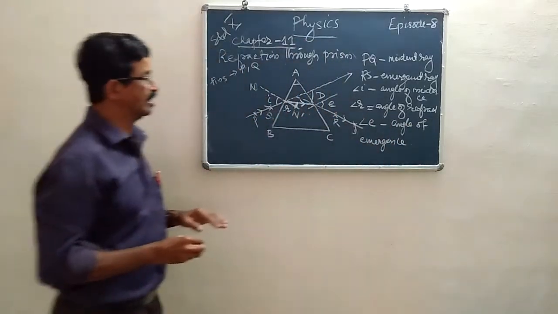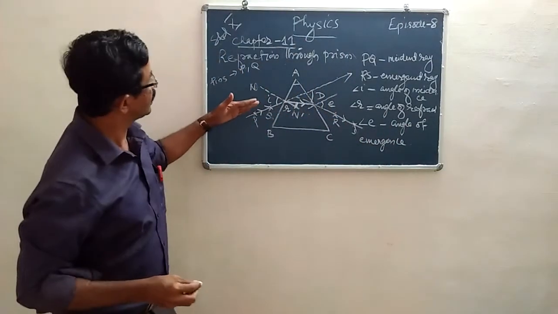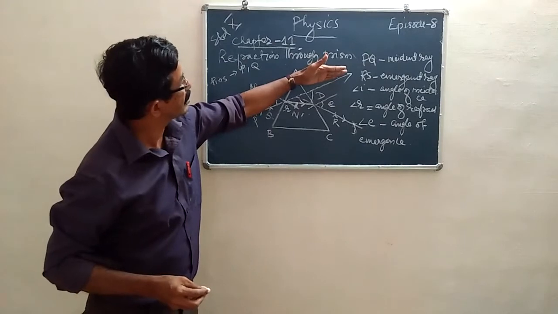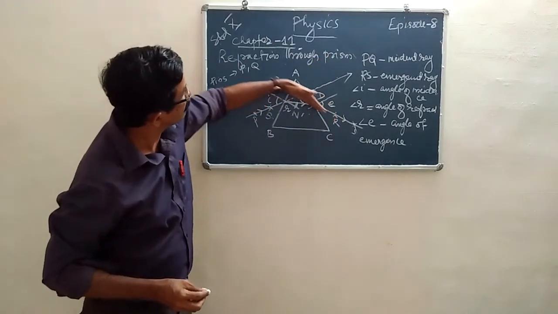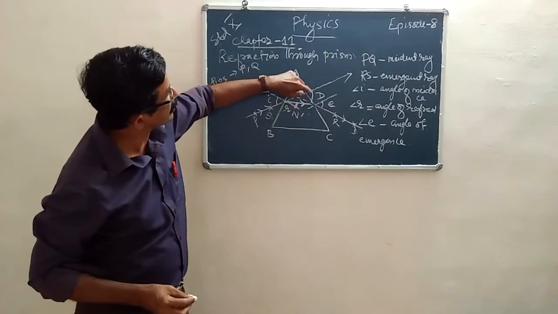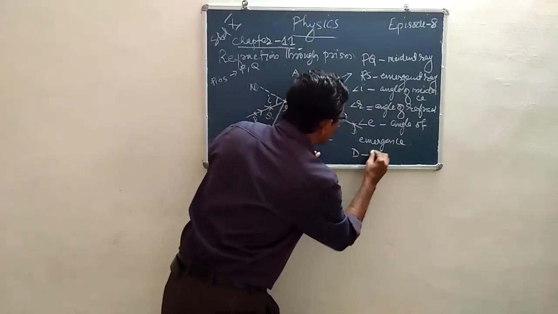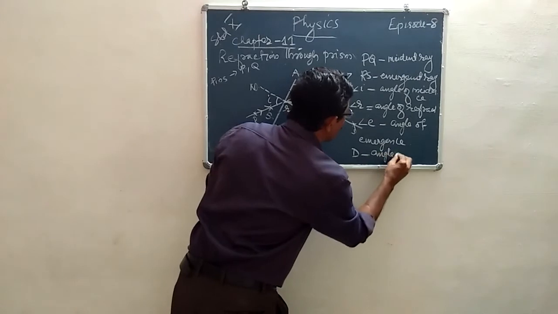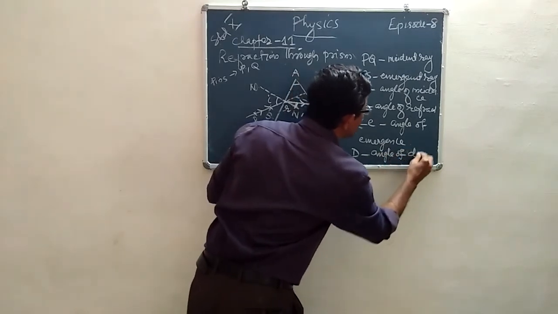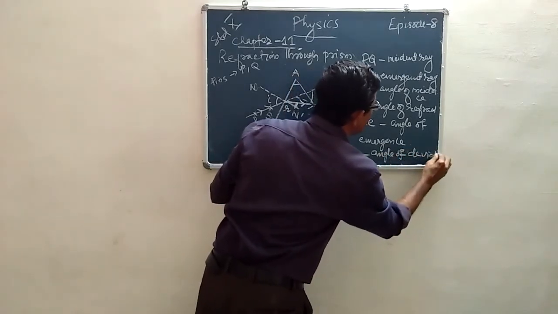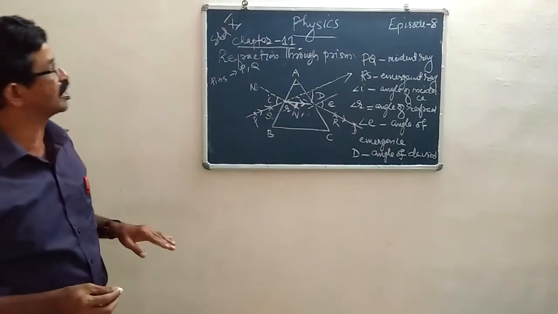Angle of emergence. And see, this is the path of the actual incident ray. This is the path of the emergent ray. And in between there is one angle, and that angle D is the angle of deviation. Angle of deviation.